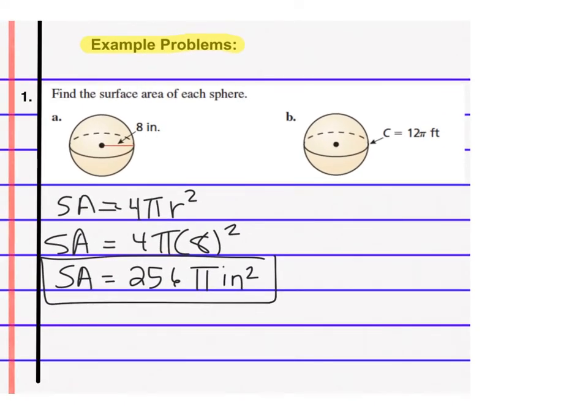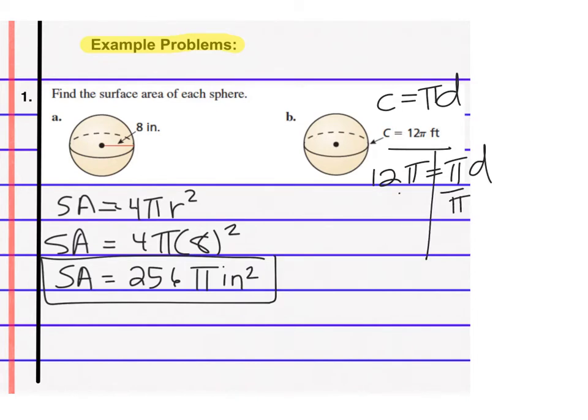All right, part B. They're telling us the circumference, and our goal is to find surface area. So remember, circumference is pi times diameter. That's your circumference formula. So 12 pi, circumference, equals pi times diameter. I can solve here for diameter pretty easily. I can divide out a pi. So 12 is my diameter.